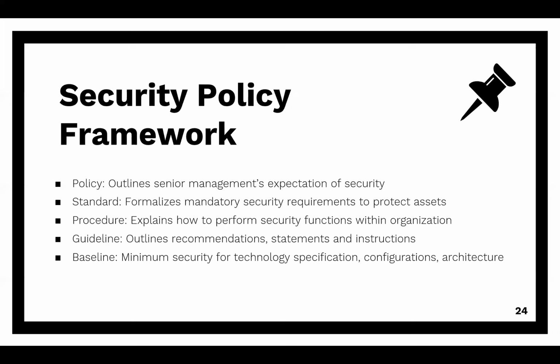Policy document outlines senior management's expectations of security, and it's a very high level document. Standard is a more focused document that formalizes mandatory security requirements to protect assets. Procedures are normally step-by-step documents that explain how to perform security functions within organizations. Guidelines outline recommendations, statements, and instructions. And baseline, they identify and clarify minimum security requirements for technology specifications, configuration, and architecture.